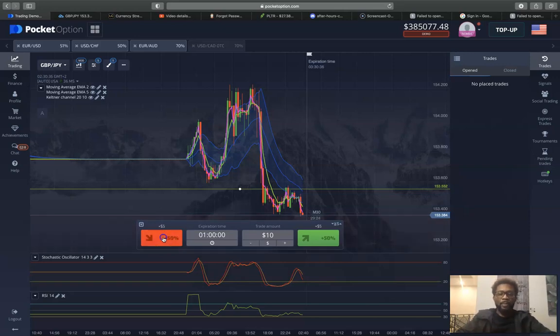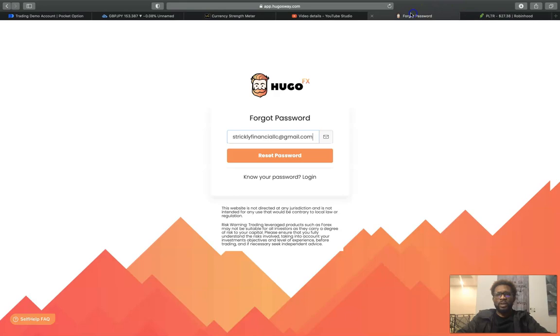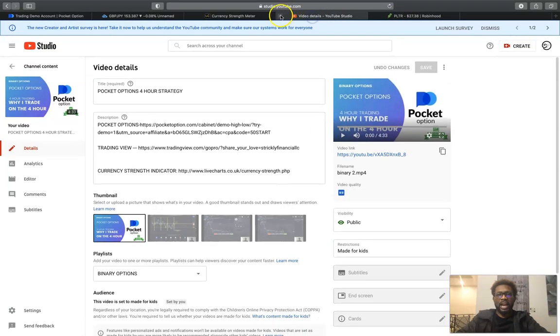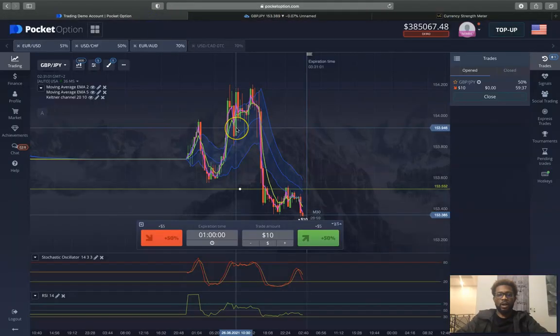So right now, I want to take this. This is GJ. I want to take this on a sell. So I'm taking it on a 1 hour sell, guys. And let me actually close out of all these tabs. I have all these tabs open. These are similar strategies that I use when trading binary.